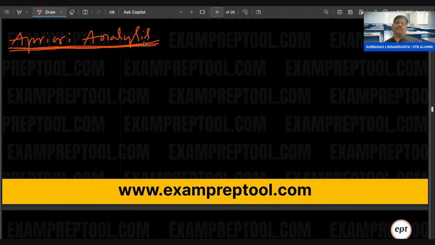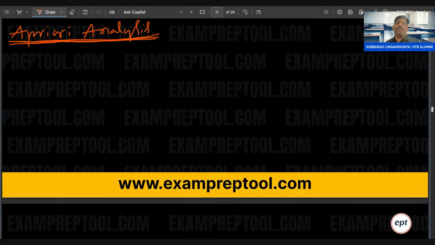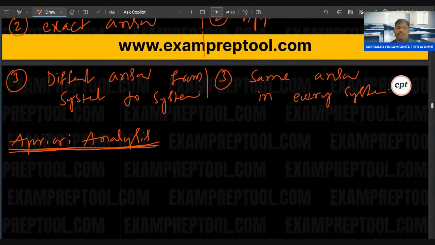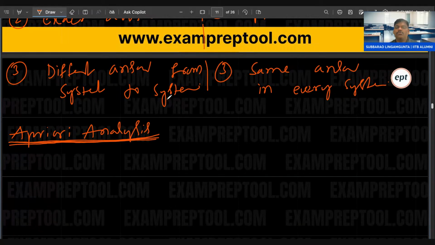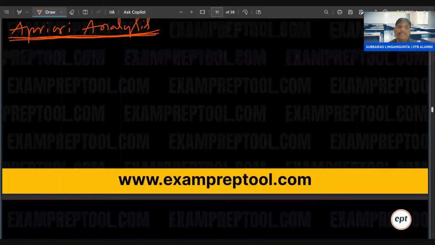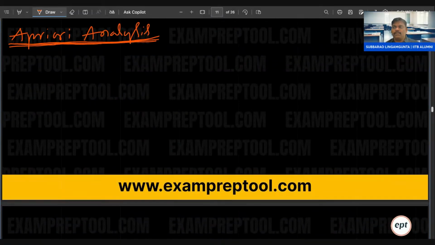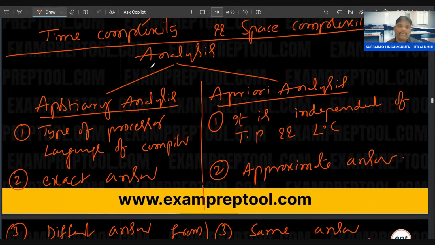Priori analysis, so be careful. It gives a different answer from system to system, or the same answer in every system? Remember, it is independent analysis. The total software industry follows priori analysis only.